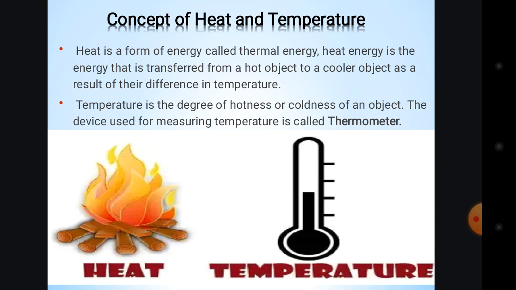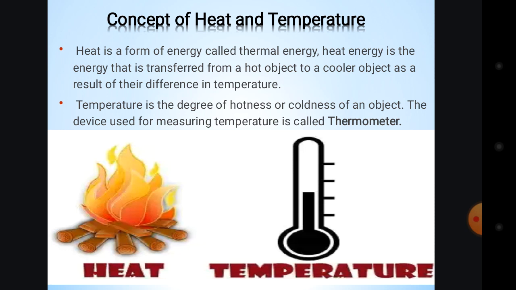So you see, heat is a form of energy that is transferred from a hot object to a cooler object as a result of their temperature. Temperature identifies the hotness and the coolness of an object. If you look at this diagram here, you will see a firewood and a fire. This firewood is the source of that thermal energy, the one that brings the heat, and that heat is a form of energy called thermal energy.